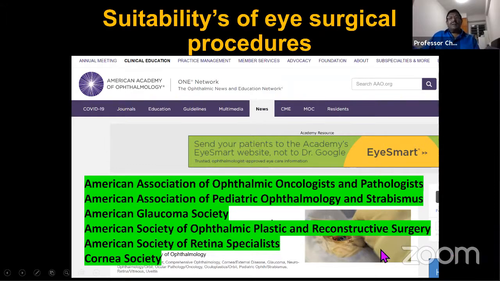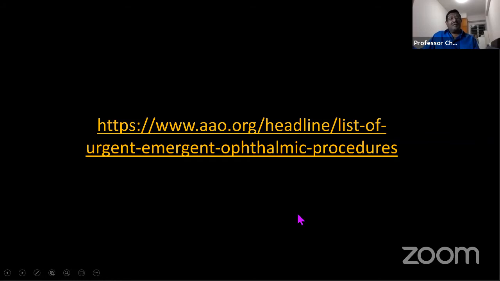Now, I tried to make this website work, but unfortunately it didn't work on this Zoom. So what I have done, very briefly, I won't go through all the procedures, but I'll just show you the list and how they are organized on the website. If you want to know more about it, please do visit the American Academy of Ophthalmology. This is a very good and comprehensive site.